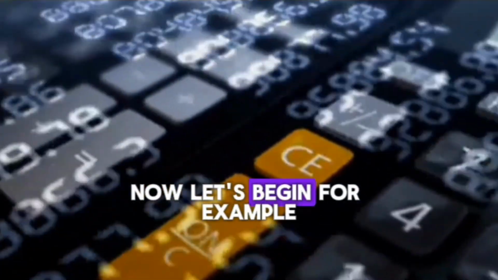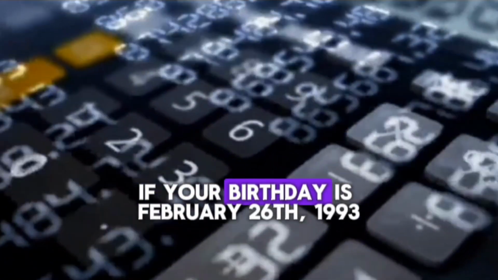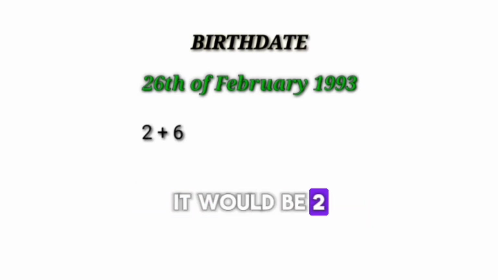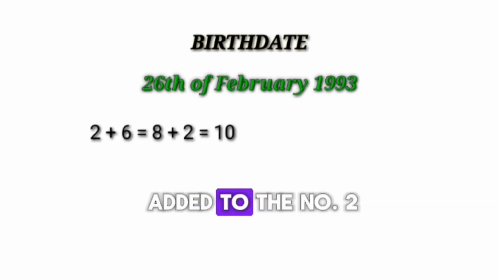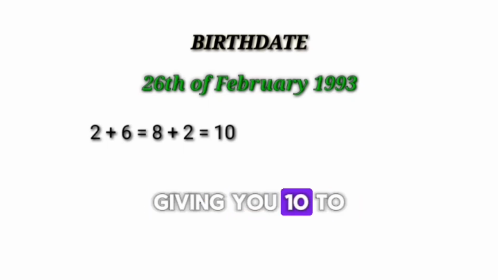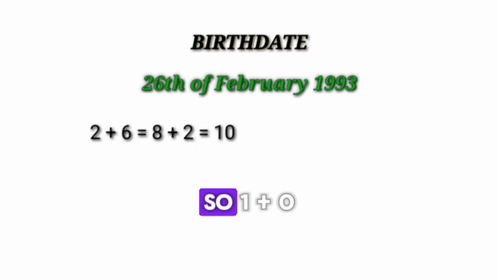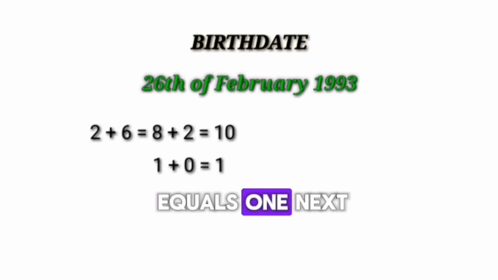Now let's begin. For example, if your birthday is the 26th of February 1993, it would be 2 plus 6 equals 8, added to the number 2, giving you 10. To get to a single digit, you add them together again, so 1 plus 0 equals 1.